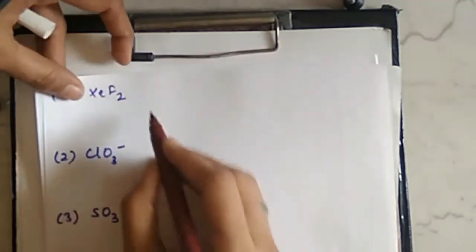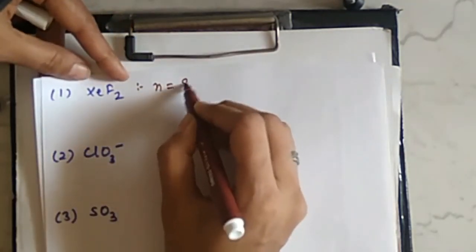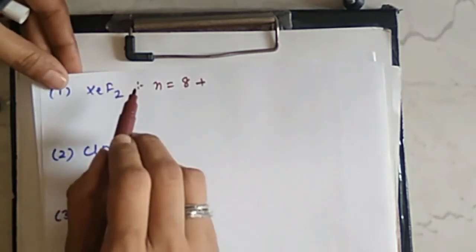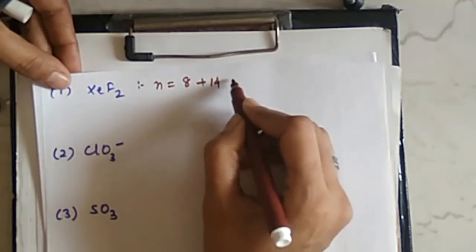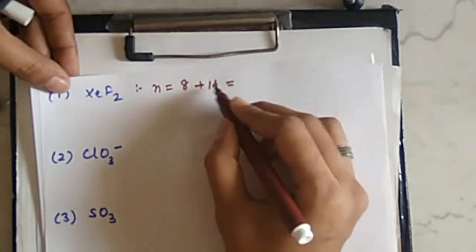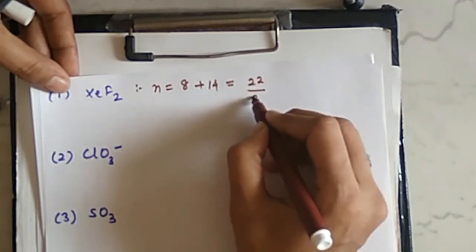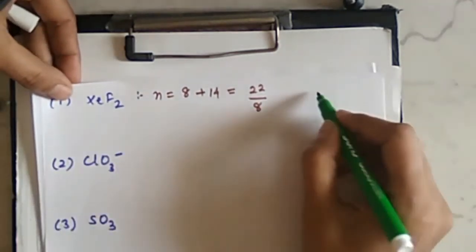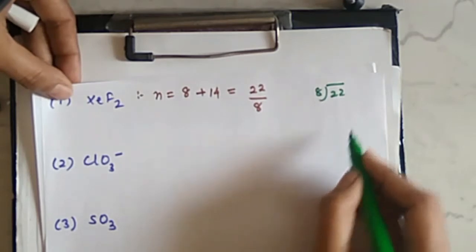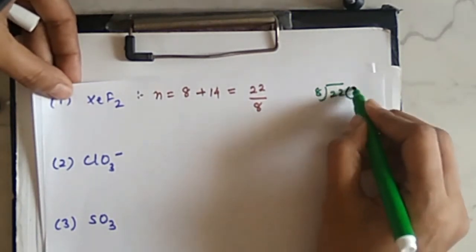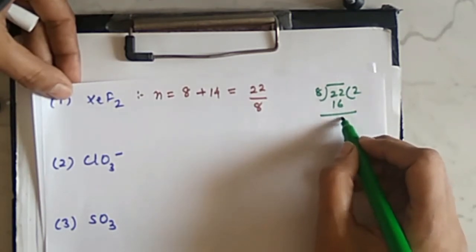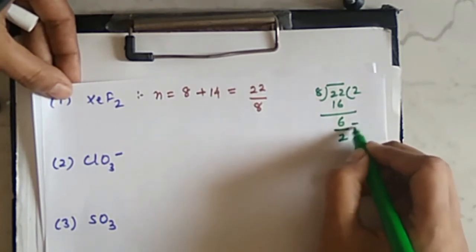XeF2. Xenon is a group 8 element, so the total number of electrons, N, is 8 plus fluorine 7. Valence electrons only we have to count. So 2 into 7 is 14, and 14 plus 8 gives 22. 22 divided by 8: 8 twos are 16 and the remainder is 6, and 6 divided by 2 is 3.